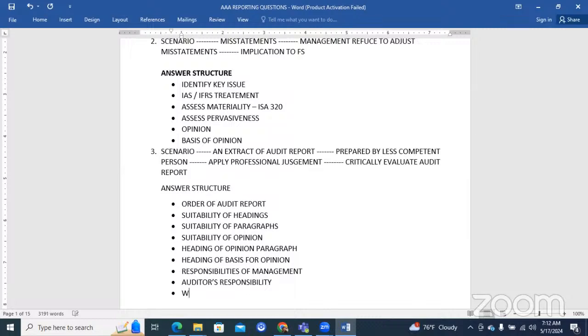The final one is wording. How that particular audit report is worded. It's a formal report, so formal wording is expected. So these are the points that you should remember when you are criticizing or evaluating a given audit report.